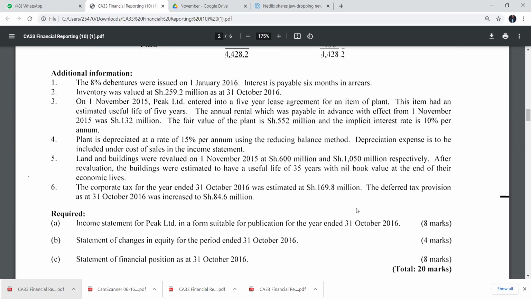So you need to work on that to get the interest which was payable in 6 months in arrears. How will you work on that? Also, they have said that the 8% debentures were issued on 1st January 2016. Interest payable 6 months in arrears. Remember that arrears is all about after 6 months.